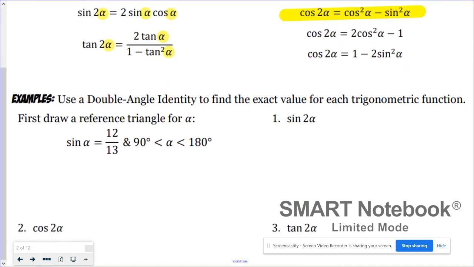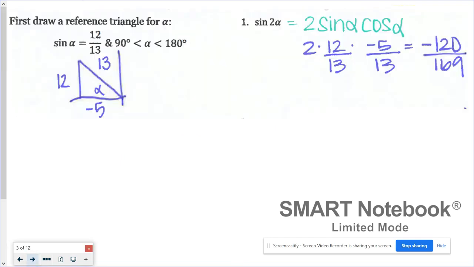So first we draw a reference triangle for alpha. In this problem, we're given that sine of alpha is 12 over 13, and that alpha is located between 90 and 180. So alpha is in quadrant 2. And so I'm going to draw a reference triangle for sine in this problem in quadrant 2. And so here you can see that I've done that.